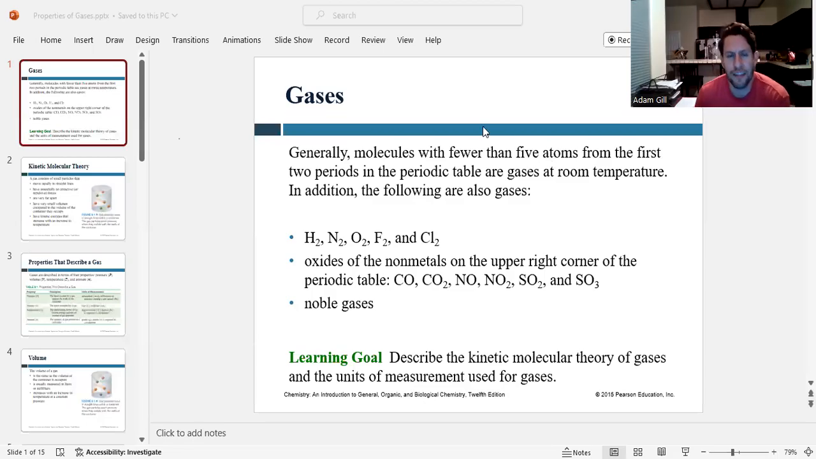Hi, everyone. In today's lecture, we're going to be talking about gases. So first, let's define what gases are.